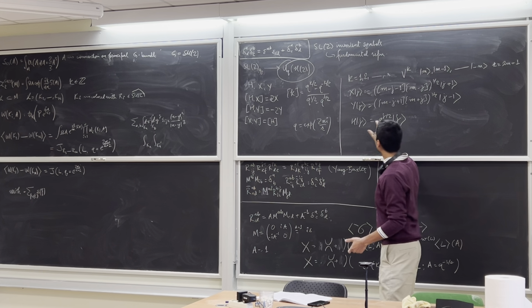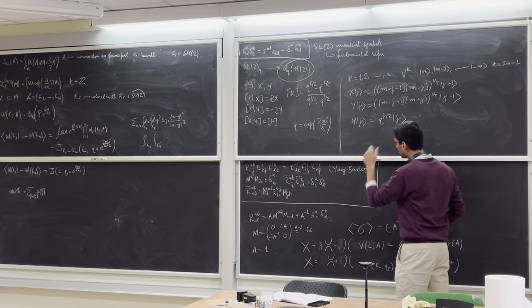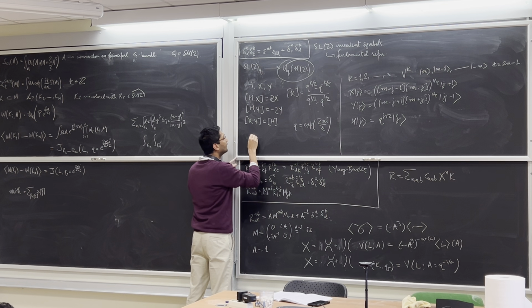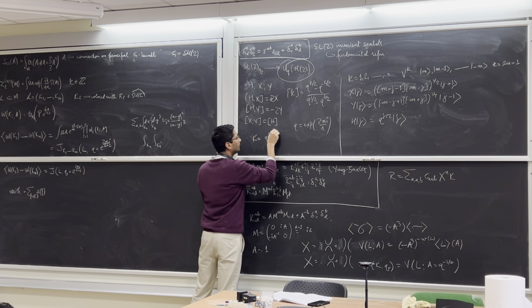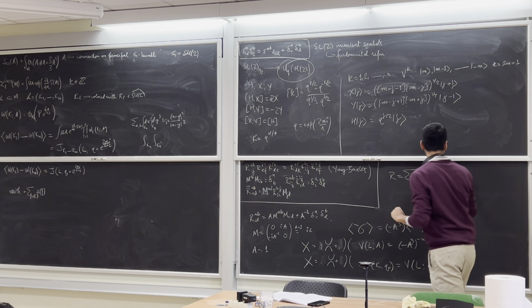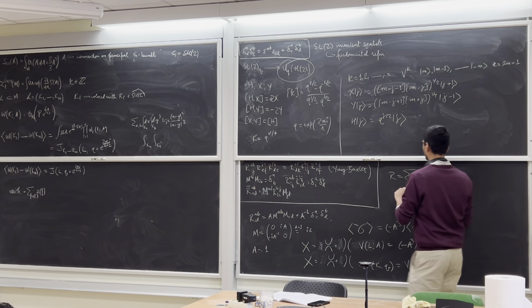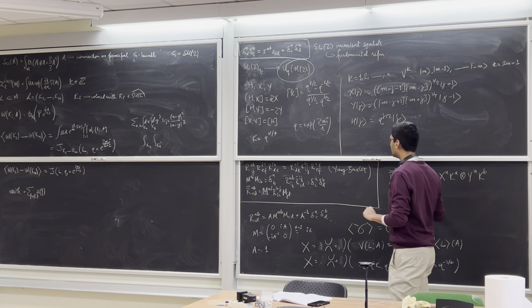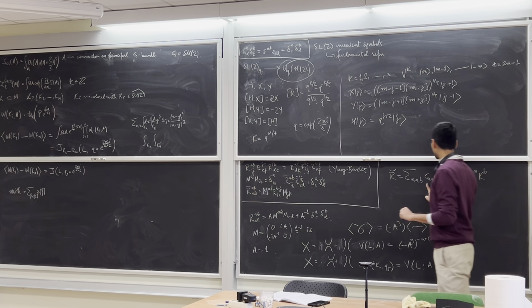Okay, so once one has these relations and the representation, one looks for an R matrix, and to do it, one chooses an ansatz. So here I should say that I define K to be this. So one guesses this form of the R matrix and then substitutes this into the Yang-Baxter equation to find out what these coefficients are.